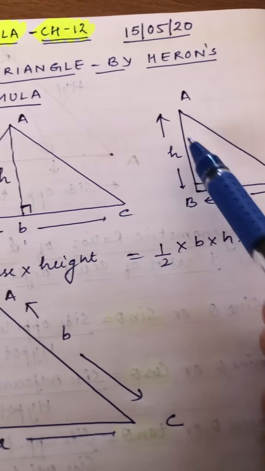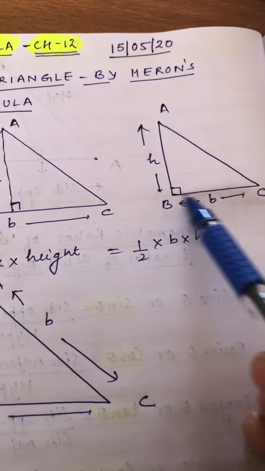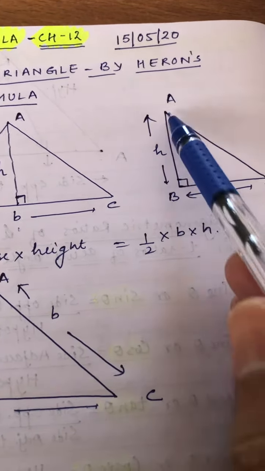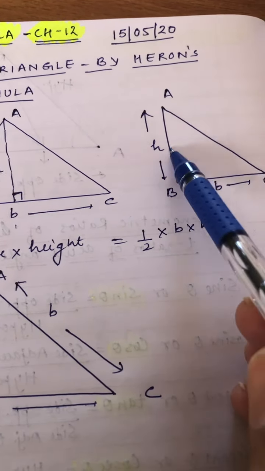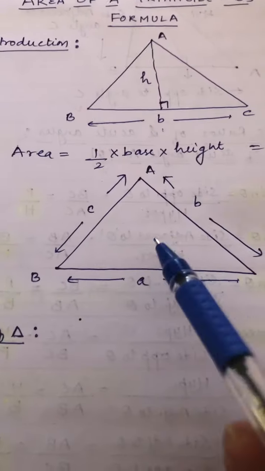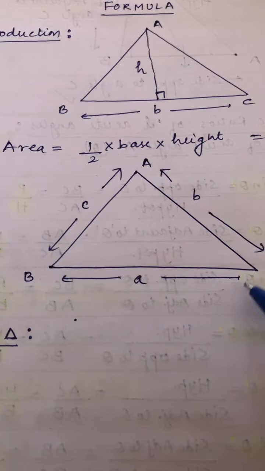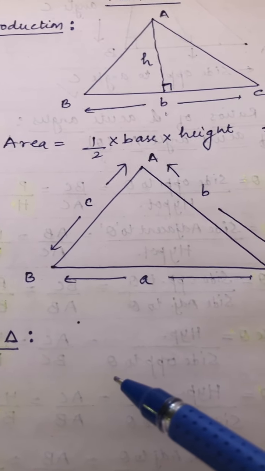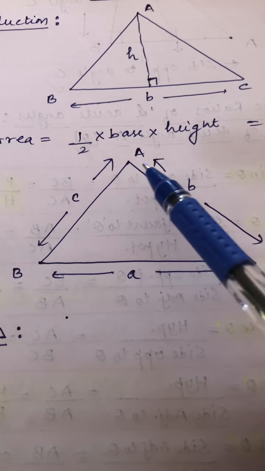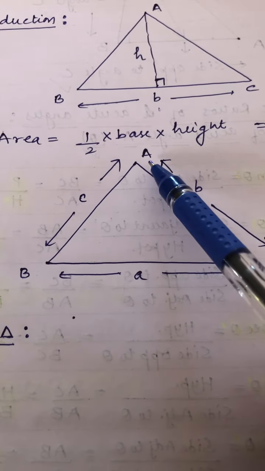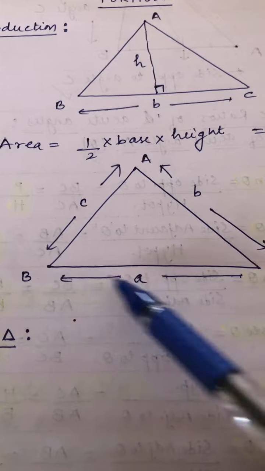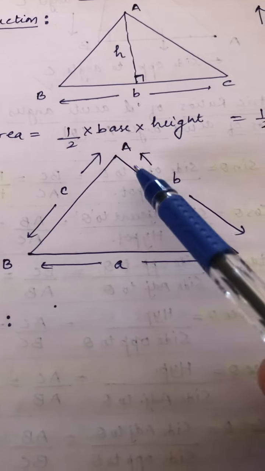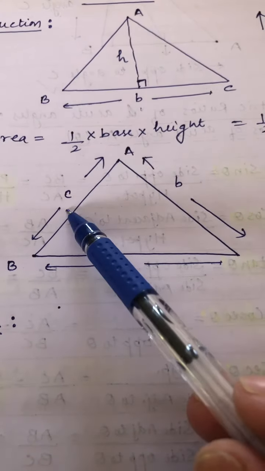Now suppose we have a right angle triangle. Then this is the base, this is the height. Again the area of this triangle will be half base into height. Now suppose a triangle ABC is given in such a way that its height is not given to us. Only the three sides are given. Side opposite to capital A, I have taken small a. Suppose this side is small a, this side is small b, and this side is small c.